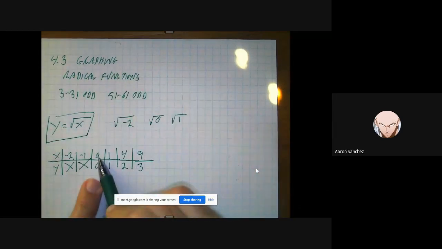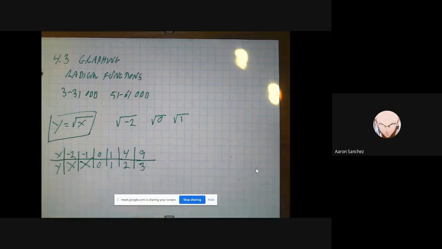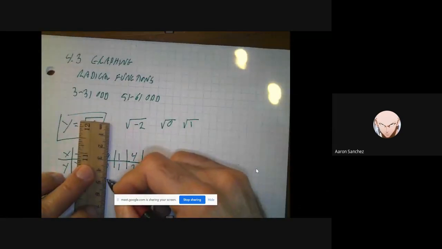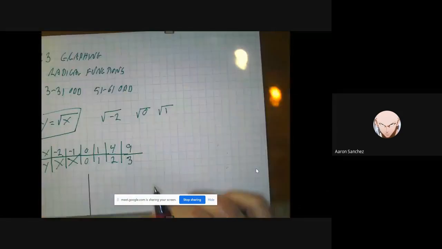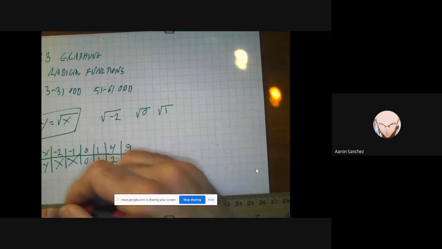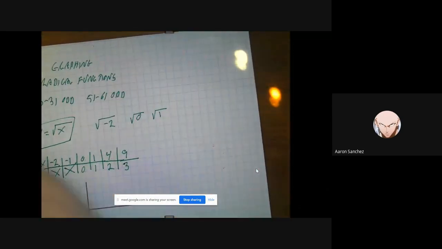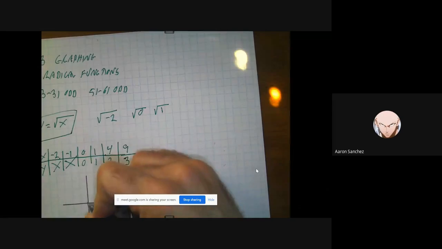Okay, so we're graphing y equals square root of x. We plugged in our x: the square root of 0 is 0, the square root of 1 is 1, the square root of 4 is 2, the square root of 9 is 3. So our function, y equals square root of x, is going to look like this. Notice we can't get the square root of negative numbers, so we start here at 0, 0.